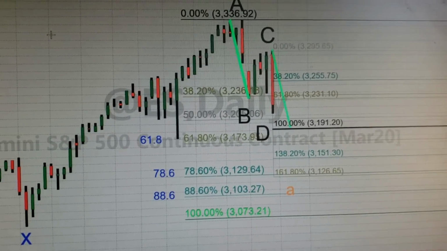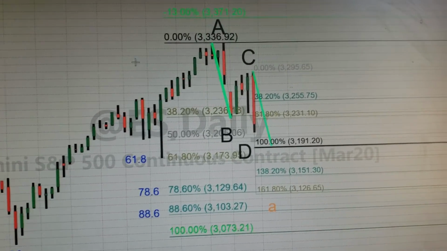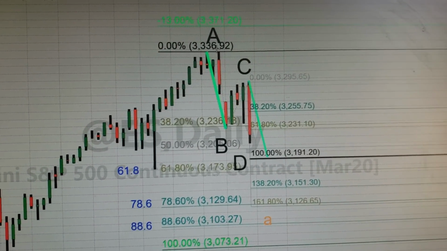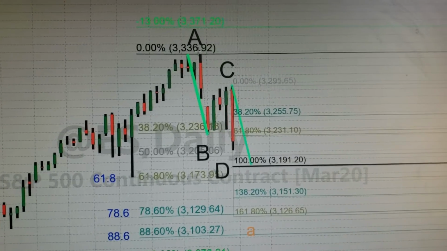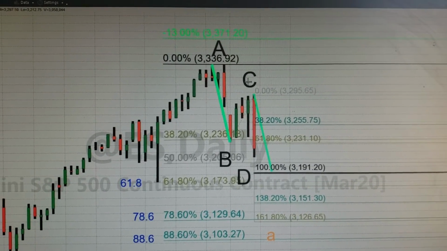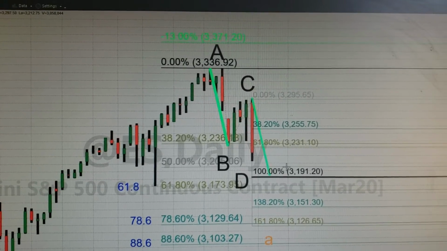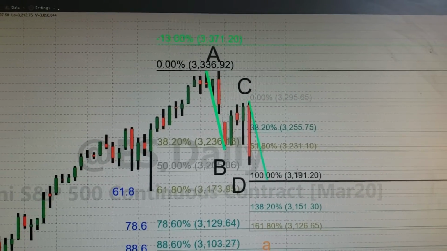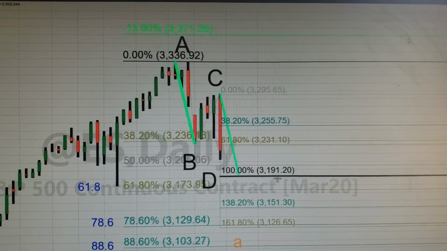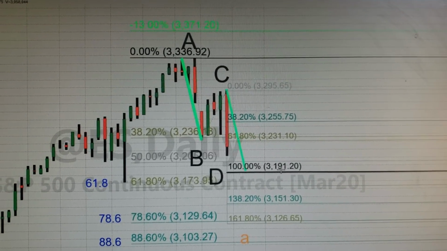Here is the daily chart. What I have here is a measured move. AB leg equals CD leg. And the termination, if that was an equal move, is 3,191.